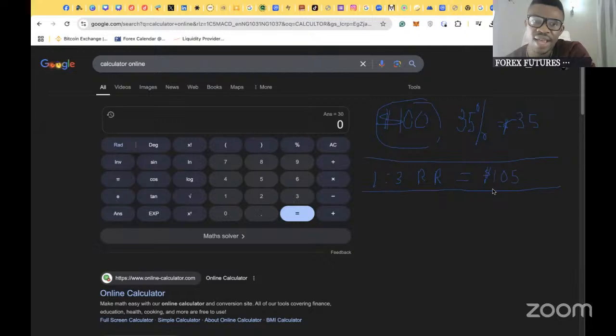So let's say the trade goes well, because we look at the other scenario and what we do if the trade goes bad. Now, if the trade goes well, our total becomes 205. That's our new total. With 205, we are going to repeat the same scenario. We are going to risk 35% of 205.